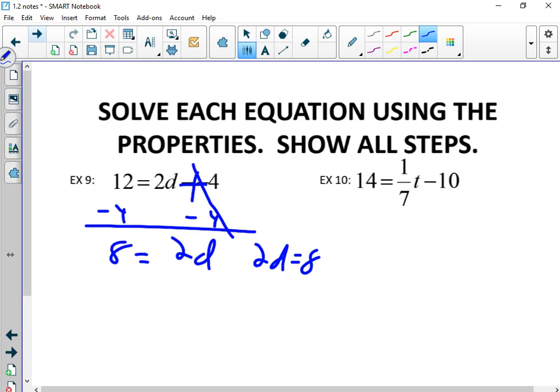When I was in high school, my teachers were just very strict. They said you never have the letter on the right side, which is ridiculous. It was silly. But you can rewrite it if you want. D equals 4.